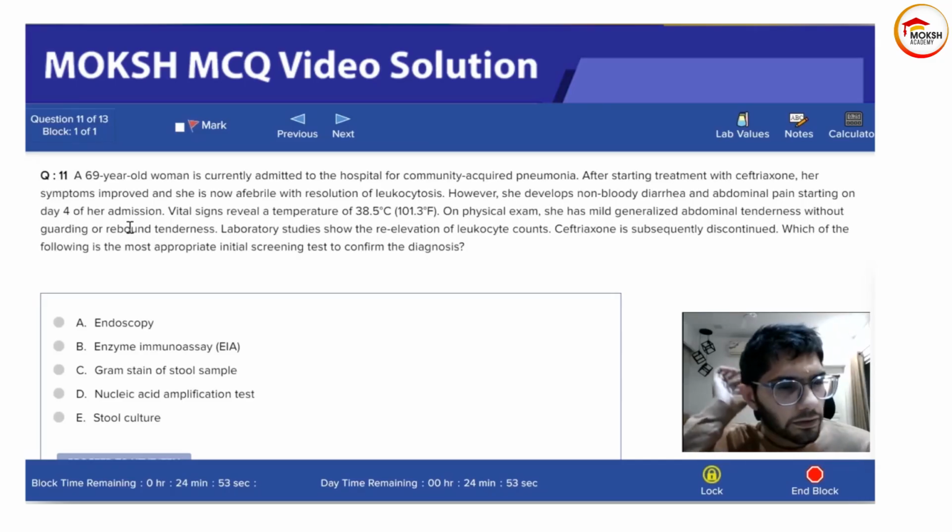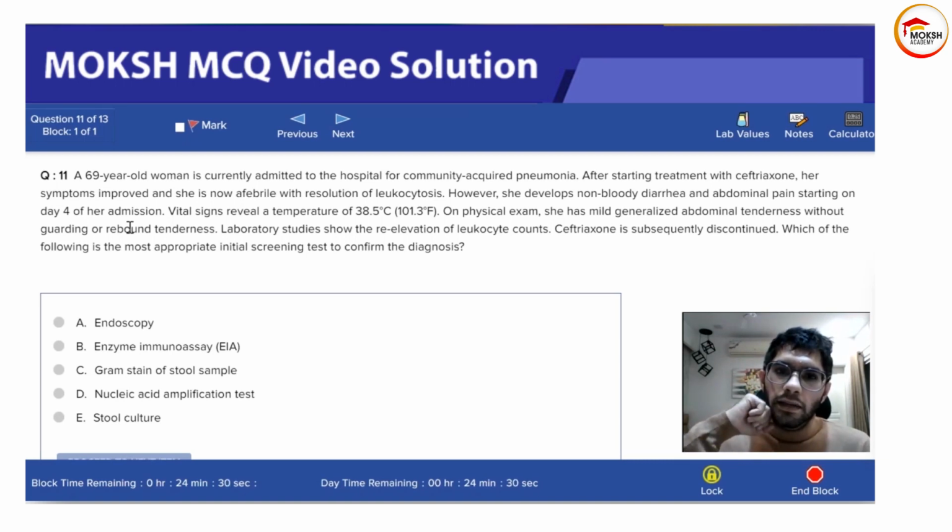A 69-year-old woman is currently admitted to the hospital for community-acquired pneumonia. After starting treatment with ceftriaxone, her symptoms improved and she is now afebrile with resolution of leukocytosis. However, she develops non-bloody diarrhea and abdominal pain starting on day 4 of her admission. Vital signs reveal a temperature of 38.5, 101.3 degrees Fahrenheit.